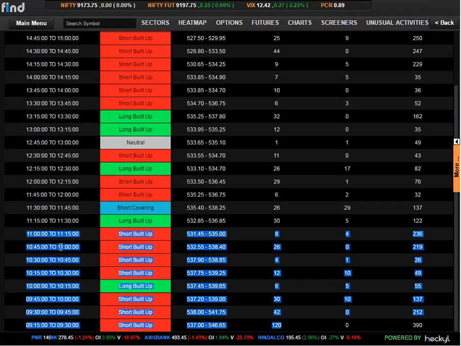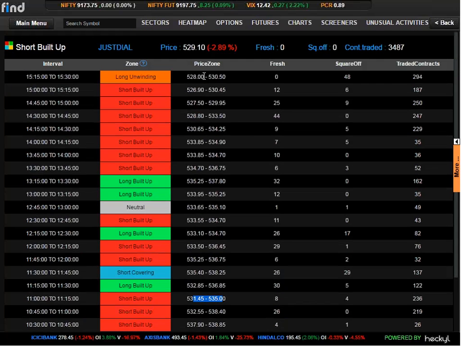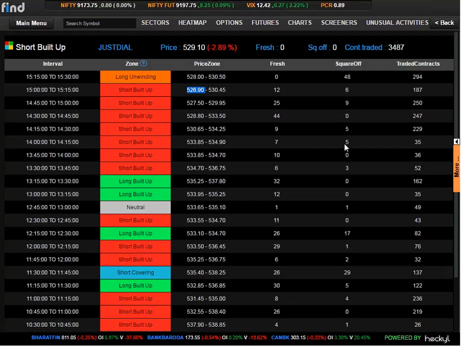So even if you had taken the trade at 11:15, the stock was anywhere between 531 to 535, and the counter closed at around 5. It made a low at around 527. So it went down by about 1 percent or so, and we can see it in the further trade also in tomorrow's or Monday's trading session. Also we can see that a lot of short positions were getting added, and the price also reduced significantly.